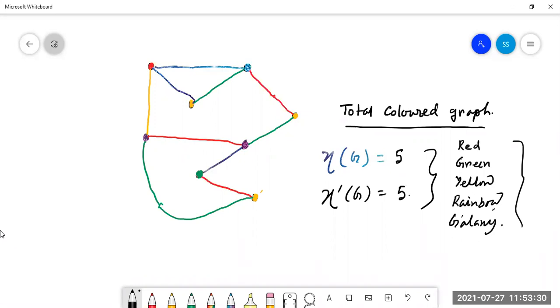Is this understood by everybody? If not, then ask me what is the problem. Hello, am I audible to all of you? Yes, sir. So is there any problem? What is the value of chi G and what is the value of chi dash G? It is understood. Yes, sir.